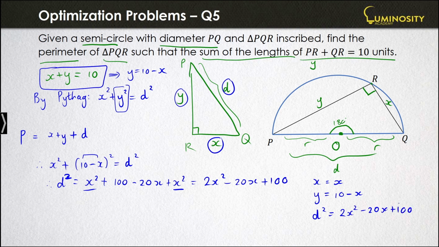Why is this important? Because all three variables x, y, and d are now written as a representation of just a single variable x. If I can maximize this perimeter, what I'm actually trying to maximize is the values of x, y, and d with respect to just the variable x. So I'm going to rewrite this perimeter function like this. The perimeter is x plus y, which is 10 minus x, plus d, where we have d squared.